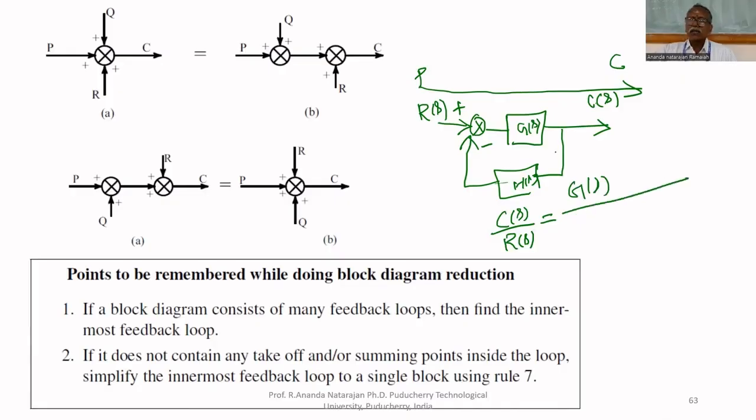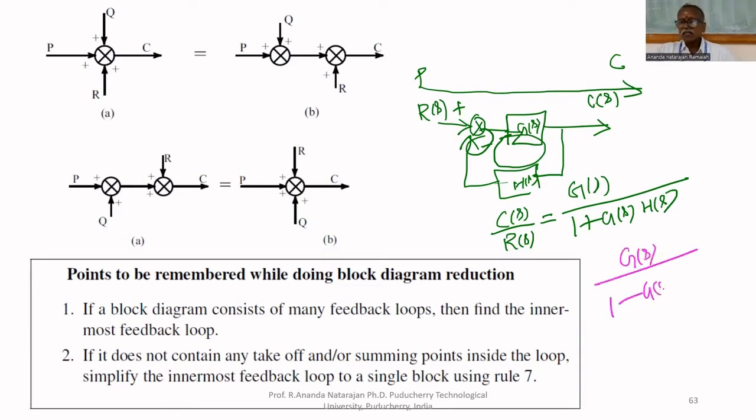For the denominator, what are the elements in the closed path? G of S and H of S. Here the minus sign is there, therefore 1 plus G of S, H of S. Suppose the plus sign is there, then what is the formula? Then the formula is G of S upon 1 minus G of S, H of S. If it is a plus sign, that is positive feedback, it means 1 minus G of S, H of S.